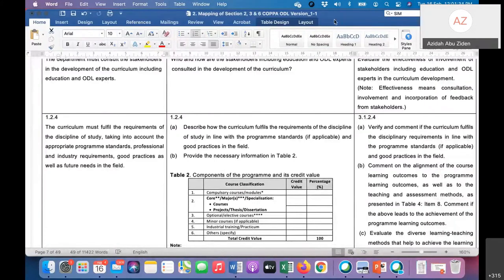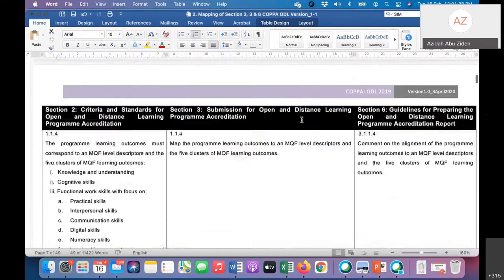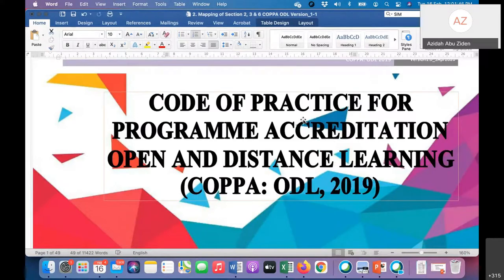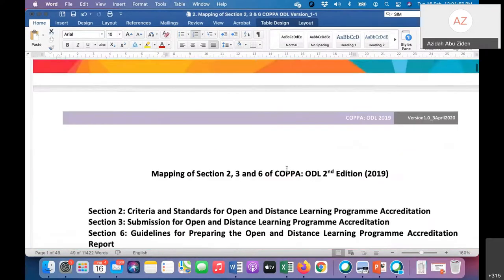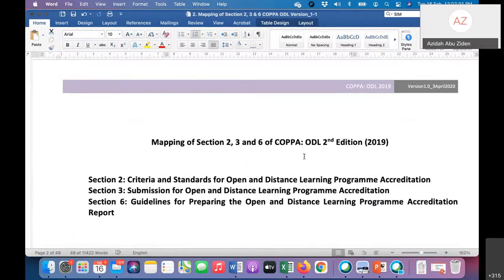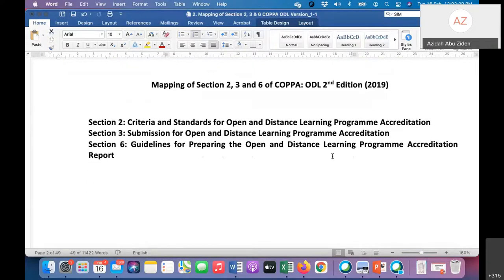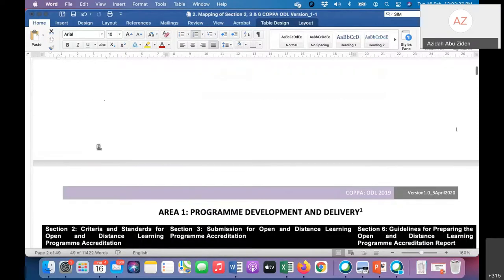Okay, so yang ini ada satu word document. You boleh cari this one, mapping. Kalau ada department yang ada PTJ ataupun PPT yang ingin nak buat dah MQA01 ini, you boleh refer to this particular document. Pergi Google saja, code of practice, and then nama dia adalah mapping of section 2, 3 and 6 of COPPA ODL second edition. Alright, boleh cari, boleh Google. Yang ini adalah sangat bagus untuk membantu you all dalam menjawab soalan-soalan. When you fill in the MQA01, okay, the main thing is section 2, 3 and 6, dia kena judge together lah.